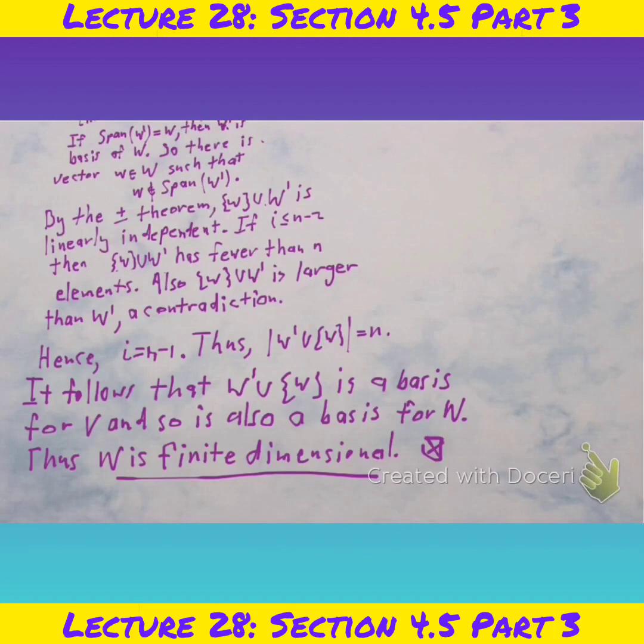Our claim was that if you take any subset of W of fewer than n vectors, then that chosen subset can never be linearly independent. Okay, so let's just prove our statement, which is that W is finite dimensional, and the dimension of W is less than or equal to the dimension of V.